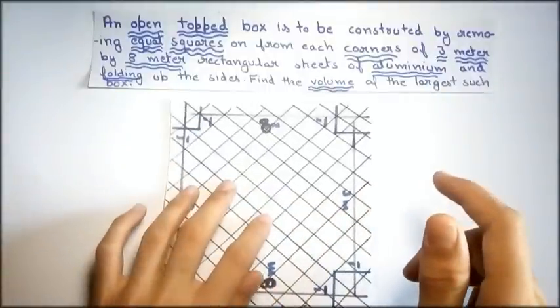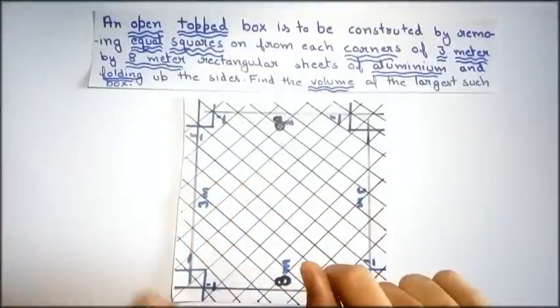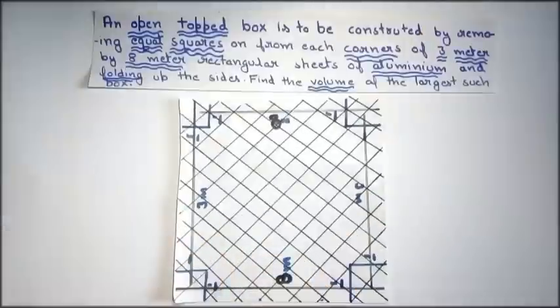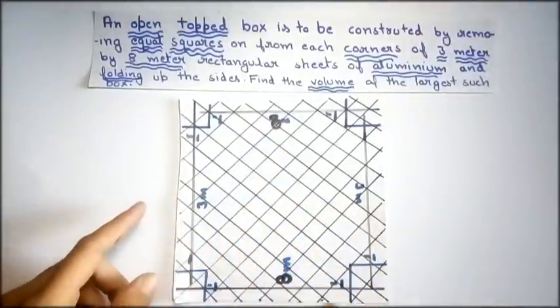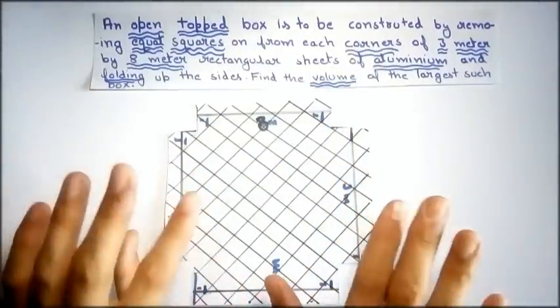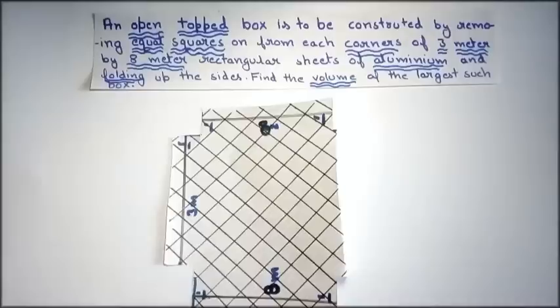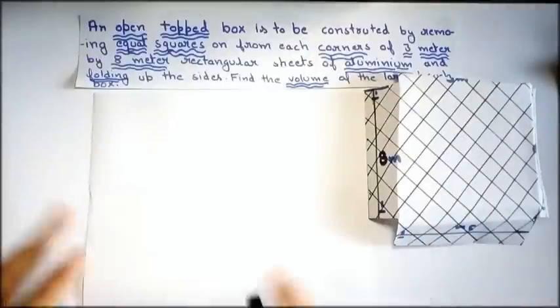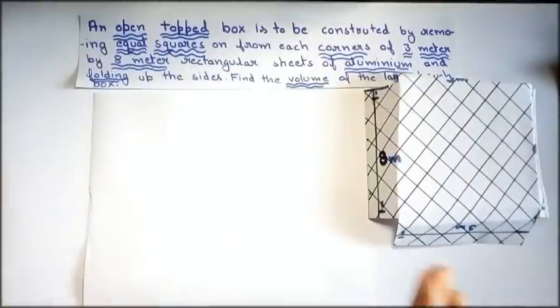We will use maxima and minima to solve this question. So first let's demonstrate this on this sheet of paper. First we have to cut up the sides. So now we cut up the sides and we will fold these flaps up. So to find out the maxima, we first need a function. So what will be the function? The function will be the volume of this box.